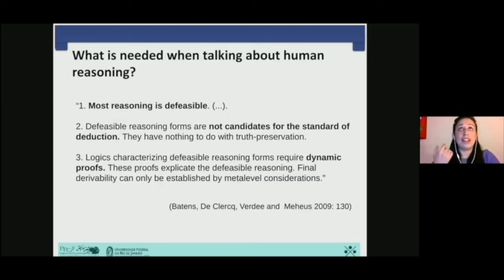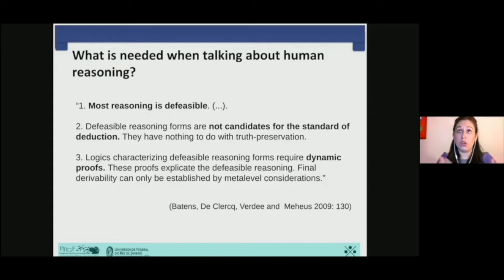We have this consensus that most reasoning is defeasible, most human reasoning. And this means that defeasible reasoning forms are not going to be candidates for the standard form of deduction. So we need logics that are defeasible and that are deductive or are not focusing especially or only on truth preservation. Logics characterizing defeasible reasoning forms require dynamic proofs, because we want to see what is happening when we realize that something is a contradiction or that we have an inconsistency in our set of information, and what we are going to do from that.